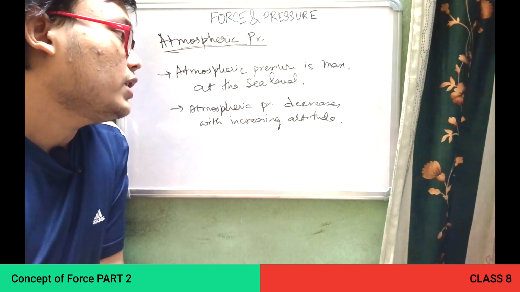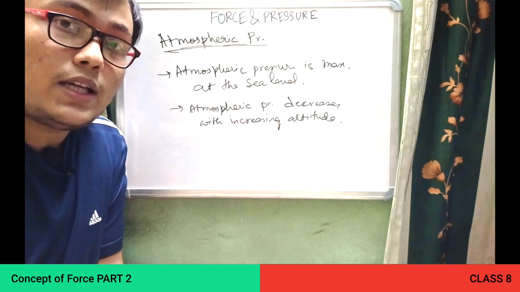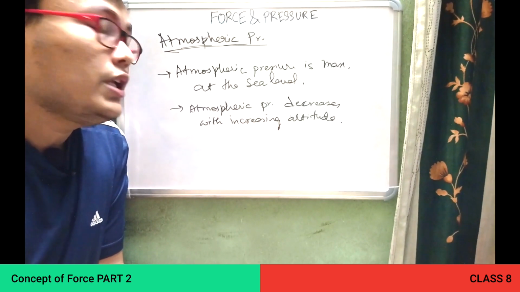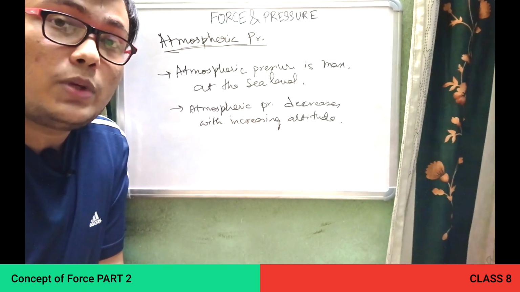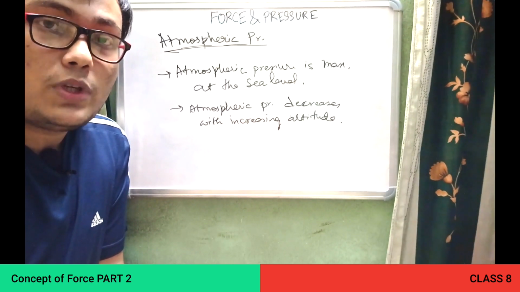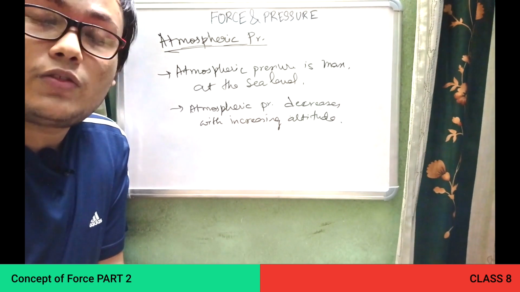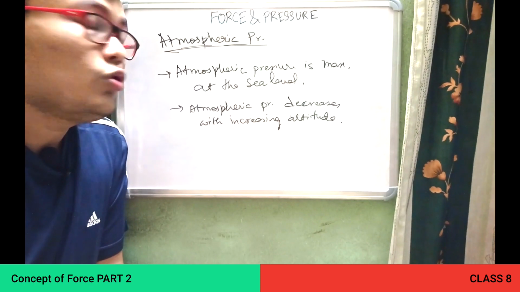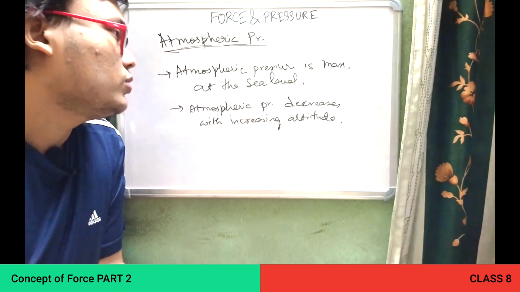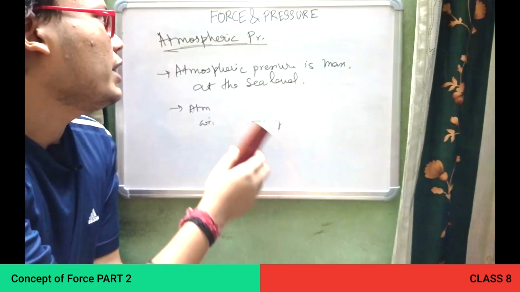This is because the atmospheric pressure is much less and the pressure inside us is much more, which causes their nose to bleed. It is also the reason why astronauts wear specially designed, specially engineered suits in outer space, because there is no atmospheric pressure in outer space, and so to balance that pressure they have specially designed suits. So these are a few applications of atmospheric pressure.